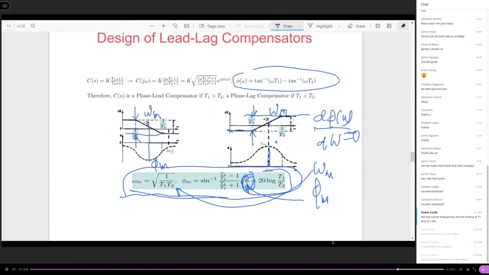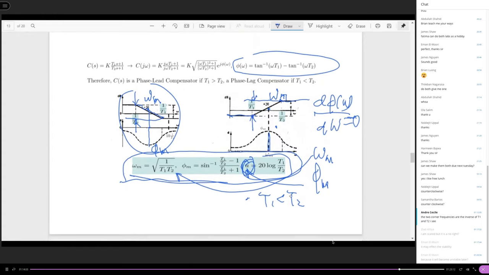Now here you can see that for the phase lag compensator case, which is this case, the magnitude is going down. So you're going to have a negative magnitude change. Because T1 is less than T2, this number is less than one, so the log is negative. So you're going to see the magnitude drop. That's a negative magnitude change.